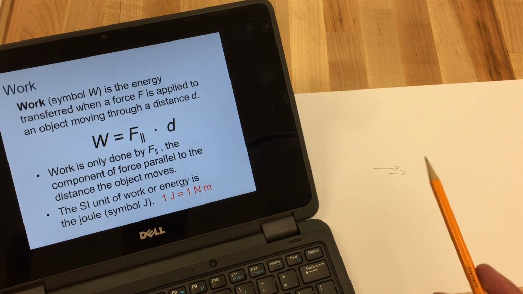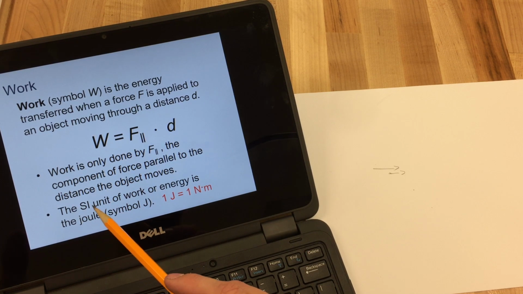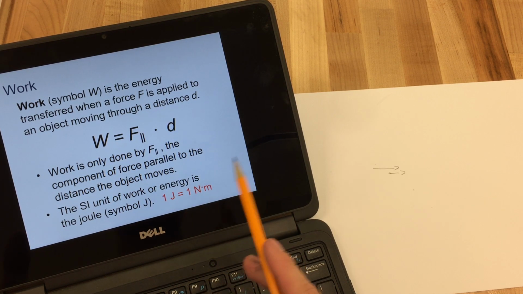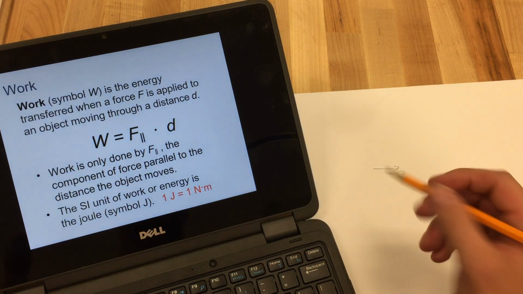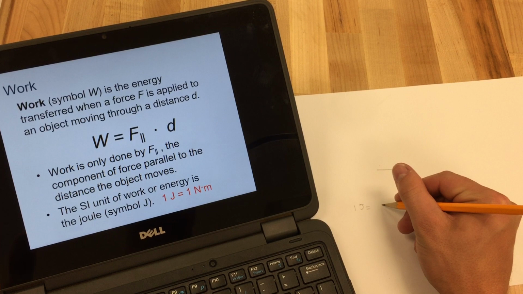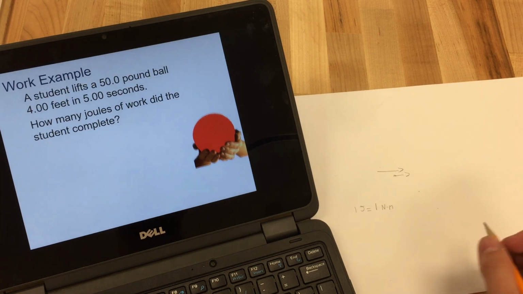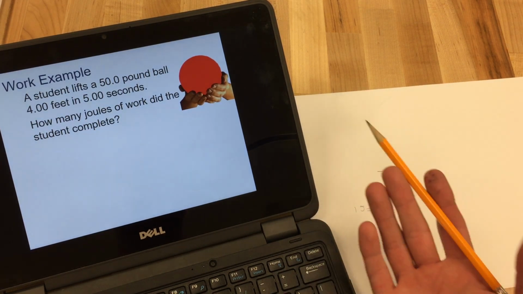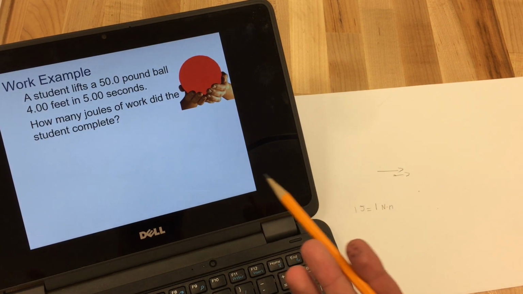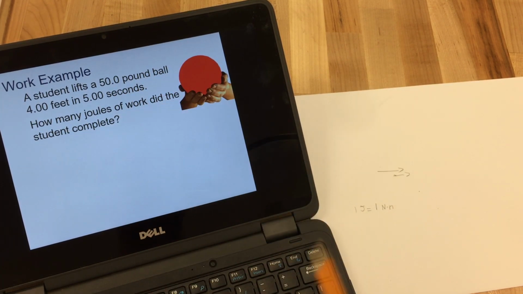And for the purposes of this assignment, we're going to use the metric system. So we have SI units of work, all right? And we have 1 joule. 1 joule is equal to 1 Newton meter, all right? So here we have an example. A student lifts a 50-pound ball 4 feet in 5 seconds. How many joules of work did the student complete?